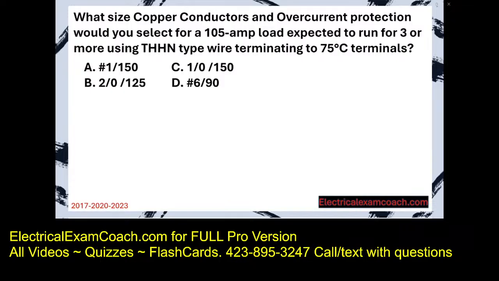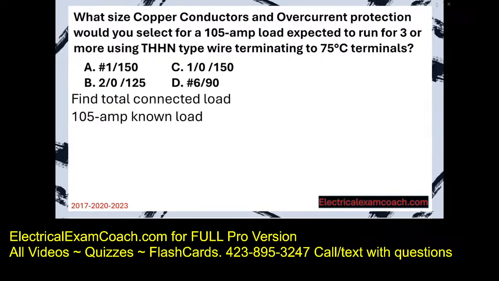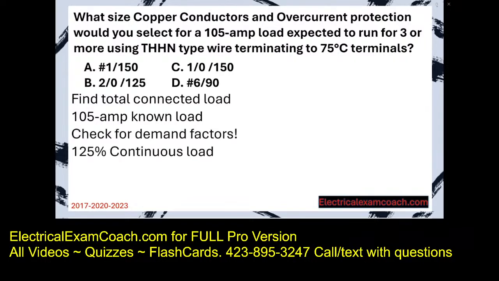What size copper conductors and overcurrent protection would you select for a 105 amp load expected to run for 3 or more hours using THHN type wire terminating to 75 degree C terminals? Step 1, find the total connected load. 105 amps is our starting known load, but we must check for demand factors. When we look, we find that we have the 125% continuous load rule, so we do our math. We take our original starting known load, we multiply it by 1.25. That gives us a new known load of 131 amps.